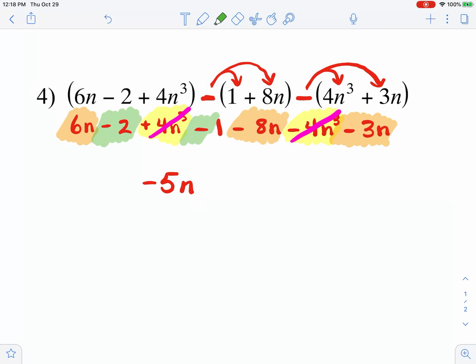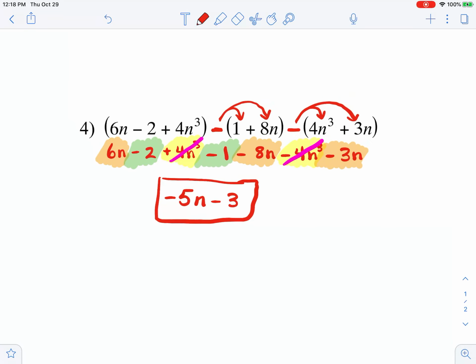And lastly, negative 2 minus 1 would be negative 3. So we have minus 3. Can't do anything else with this. Those aren't like terms, so no more combining. This must be our final answer.